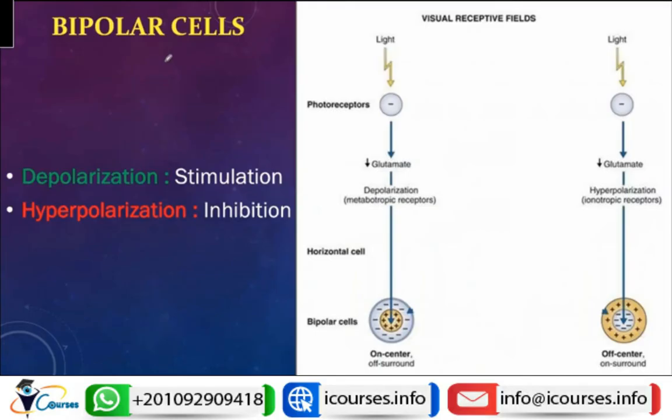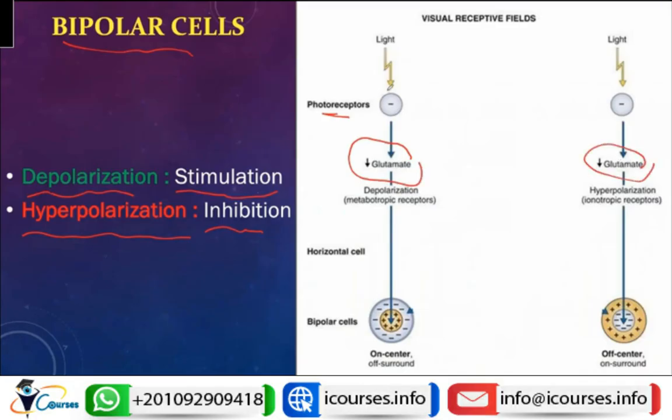So in bipolar cells, the reverse occurs. The pattern of stimulation will be the reverse of the photoreceptors. In case of bipolar cells, the depolarization will mean that there is a stimulation, while the hyperpolarization will mean that there is an inhibition. So let's say, for example, that in case of light, there will be hyperpolarization at the level of photoreceptors. So this will result in decreased glutamate.